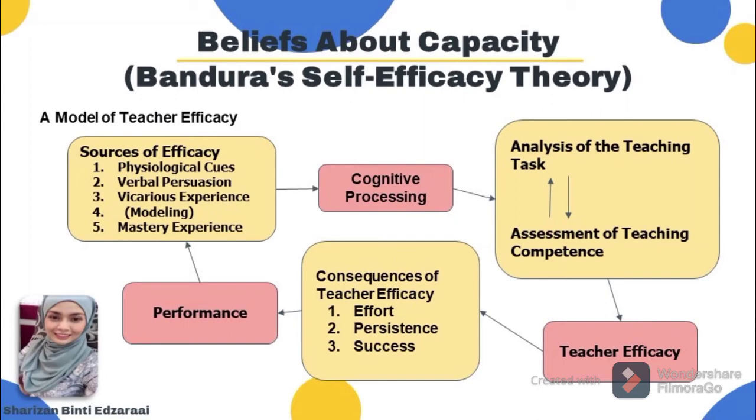Then we have here the consequences of teacher efficacy. The first one is effort, number two persistence, and number three is success. It depends on the extent to which a teacher believes he or she has the capability to organize and execute teaching that will lead to successful learning in a specific situation. So high effort, high persistence and high success will lead to high performance.